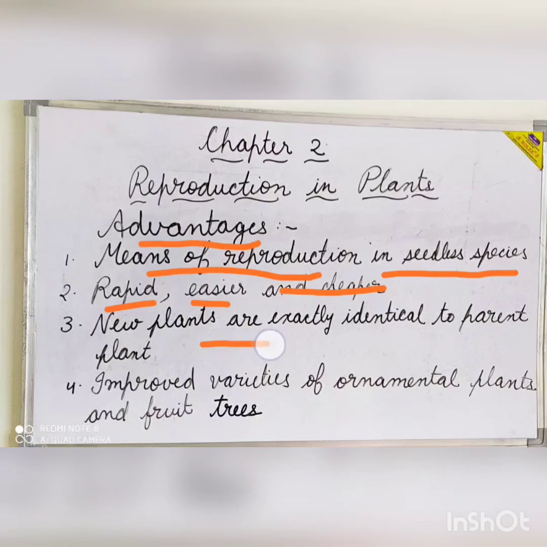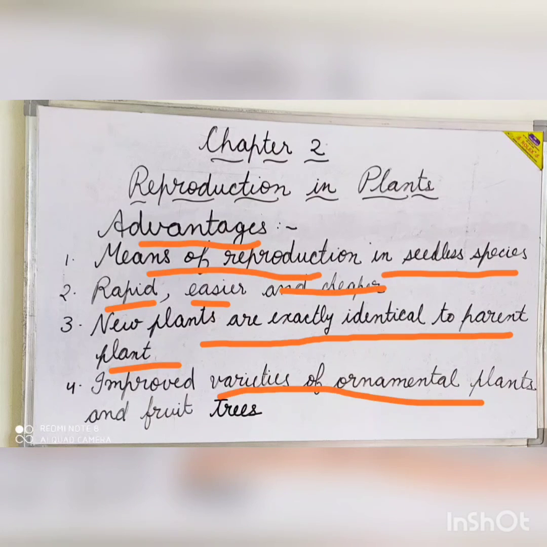Plants which are raised through vegetative propagation are identical to the parent plant from which they are produced. Thus, by vegetative propagation, selected varieties of various plants can be maintained without losing the desirable characters. The improved varieties of ornamental plants and fruit trees can be multiplied easily by means of vegetative propagation.